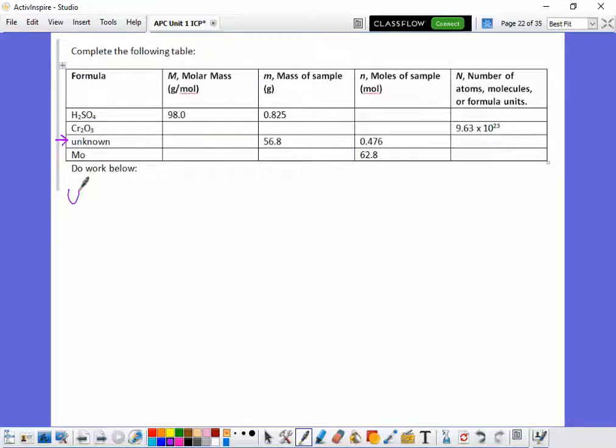So for the unknown, to calculate the molar mass, how do you think we're going to solve that? Yeah, but the units for molar mass are grams per mole. We have the grams, and we have the moles.